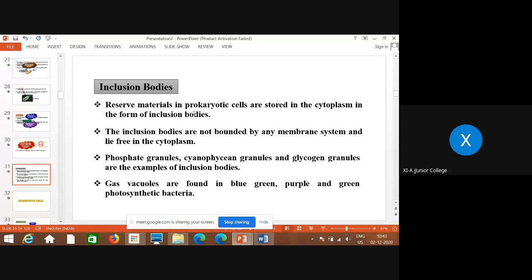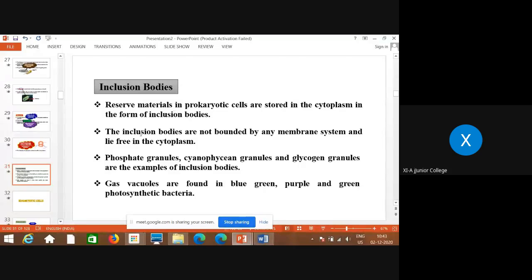Now, what are the inclusive bodies or inclusion bodies, which are present generally in most of the prokaryotes? Reserve materials in prokaryotes are stored in the cytoplasm in the form of inclusion bodies. They are called inclusive bodies or inclusion bodies. Now their role is what? Reserve storage of material. And depending on the type of storage material, they are known by different names.